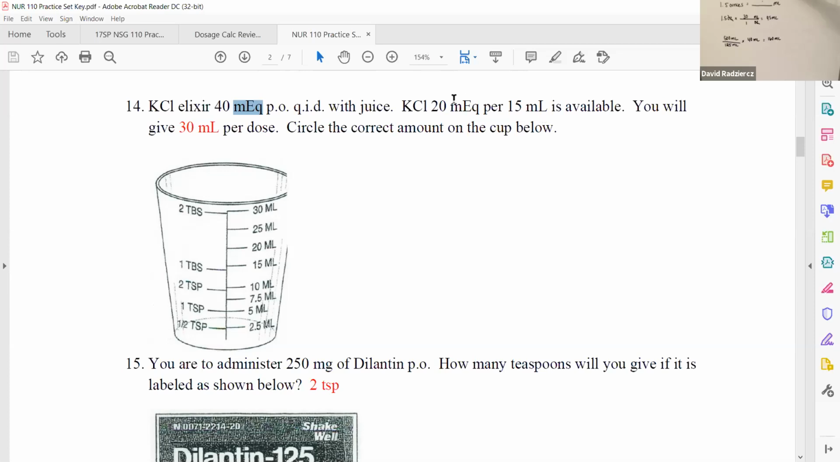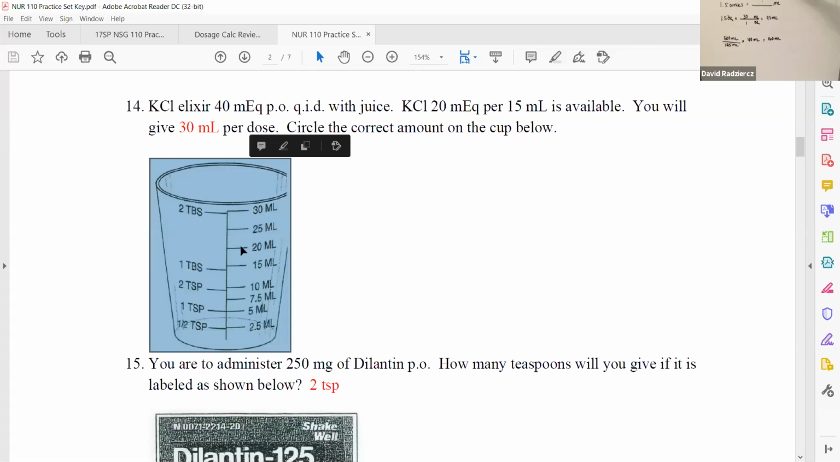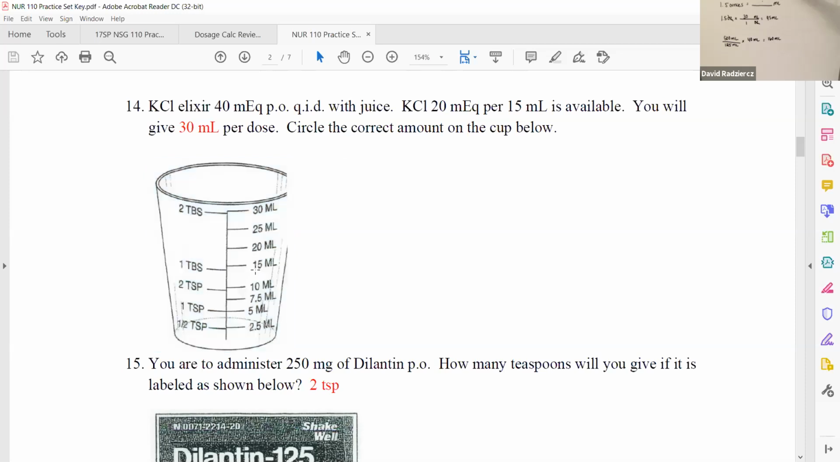The other thing is you can kind of rationalize through this problem. If you know what you have available is 20 milliequivalents per 15 ml and the order is 40, you need 2 times 20, right, to get you to 40, and 2 times 15 would be 30. Okay. The other thing is anytime they give you a question that has a cup pictured, your answer is going to be on the cup. Okay. So just keep that in mind. The answer will be on the cup because they don't want you to guess. They don't want you to get like 12.5 and try and guess where that is on the cup. They don't want you to guess. They want you to be specific.